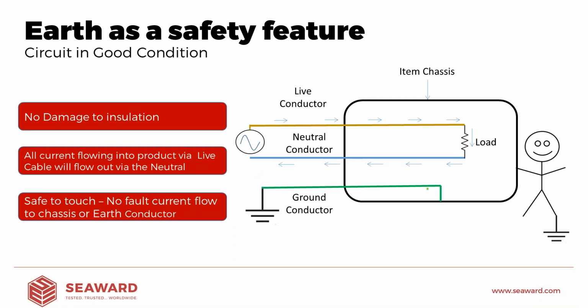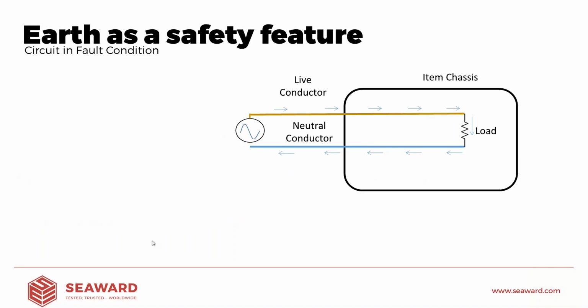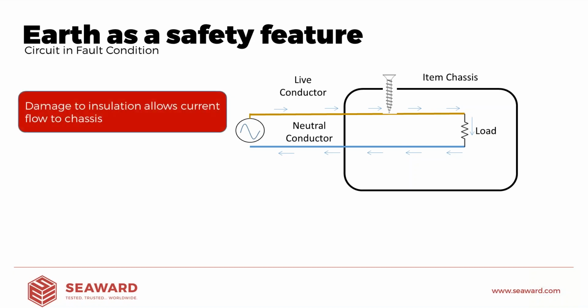So let's have a look at what happens in the event that something does go wrong. So firstly, let's have a look at a product here. So we have a product, current is flowing around, the chassis is made of metal, and during the production phase, someone accidentally takes a screw all the way through the item chassis and eventually pinches that onto the live cable. Now what's going to happen there is we're going to allow current to flow to the chassis. So as you can see now, current is starting to flow around the chassis.